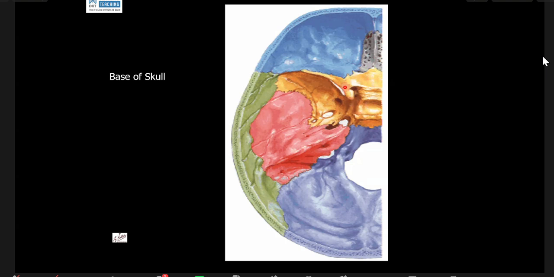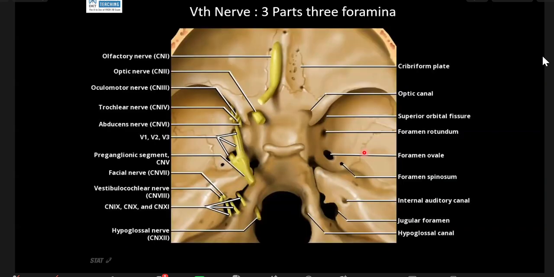So these were the parts of the sphenoid bone. So let's take it further. So these are once again the main nerves which are seen here. So this is the hypoglossal nerve, which passes into the hypoglossal canal.